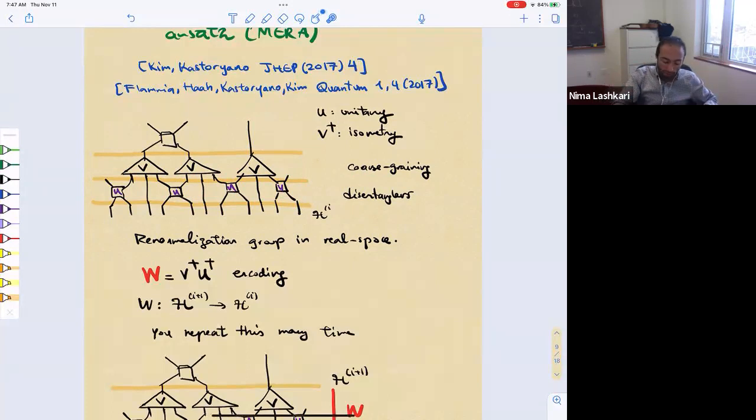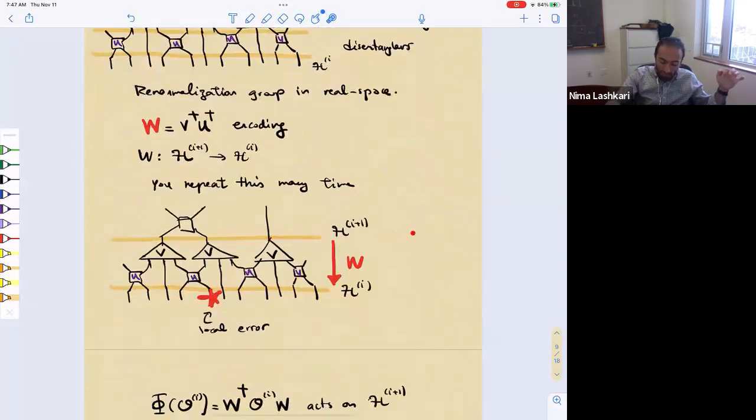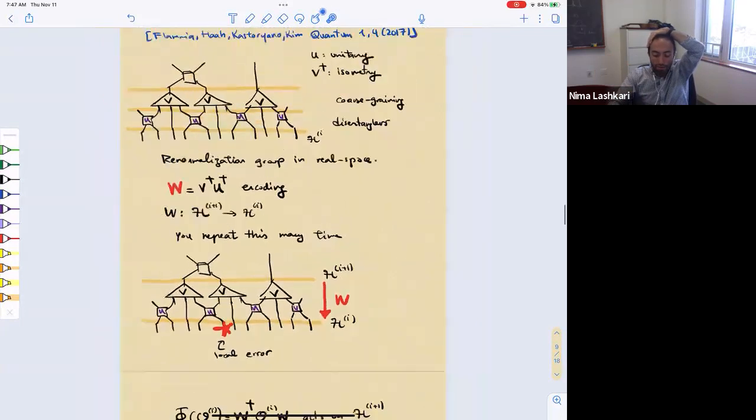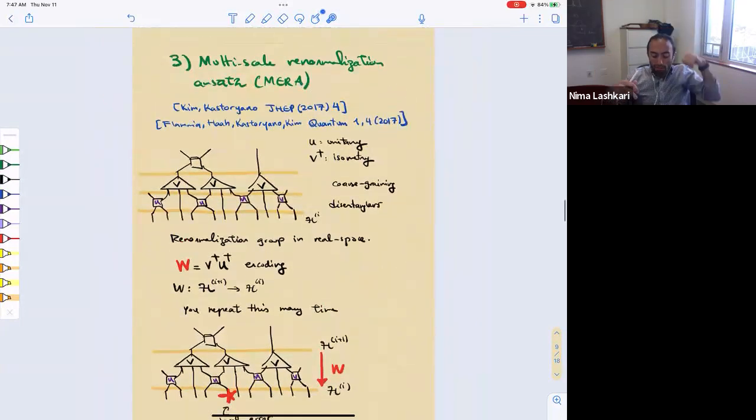So our W is V dagger, U dagger, right? Which is an isometry. This is the encoding that takes us from the Hilbert space of 3 qubits at this scale to this Hilbert space, whatever number of qubits we have here. And this is a map that we're going to repeat many, many times. This is the basis of what is called the multi-scale renormalization ansatz, or MERA, which was, to my knowledge, first introduced by Guifré Vidal.